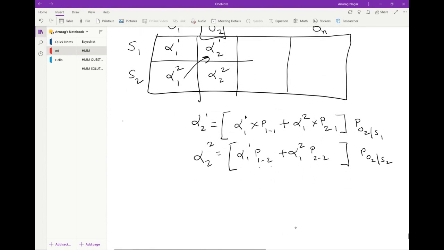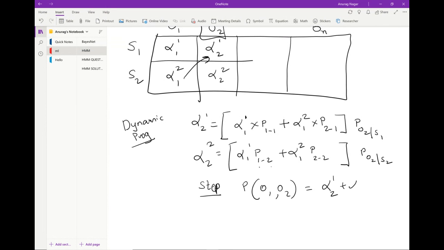So this is an example of dynamic programming, because you fill in the values as you go along. Now if the game stops at step 2, I can say probability of O1 O2. What is the probability of O1 O2? You will say it is simply alpha 2 1 plus alpha 2 2, and you are giving the probability of the observables, because at the end of time 2 you could either be in this state or this state, add them up and you get the answer.